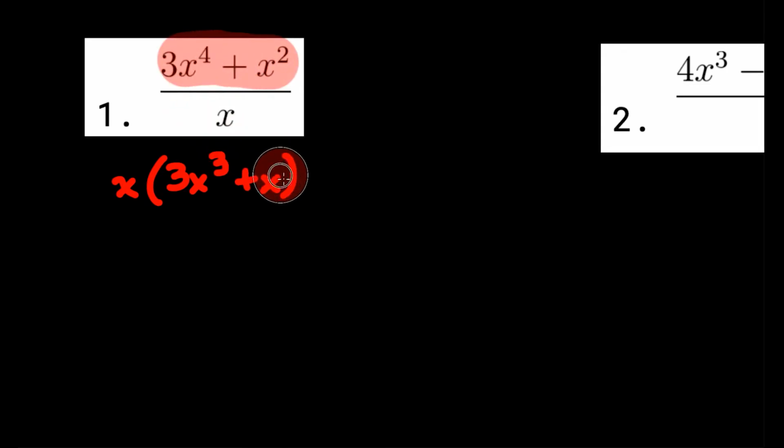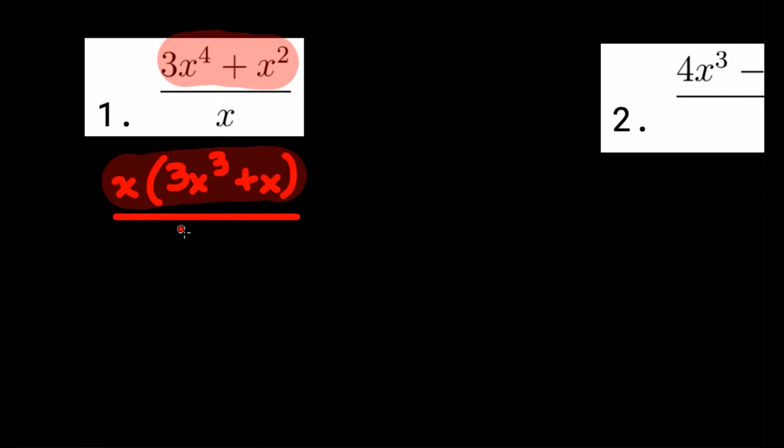So first thing I want to do is solve this the old school way. The old school way of doing this would be to factor out an x. So I'm going to take an x off the top here, and you end up with 3x to the third plus x. So I factored this top part right here to get this part right there. And then we're going to divide this by x. Hopefully you can see that this x and this x are going to cancel, and you're left with 3x to the third plus x as your final answer.